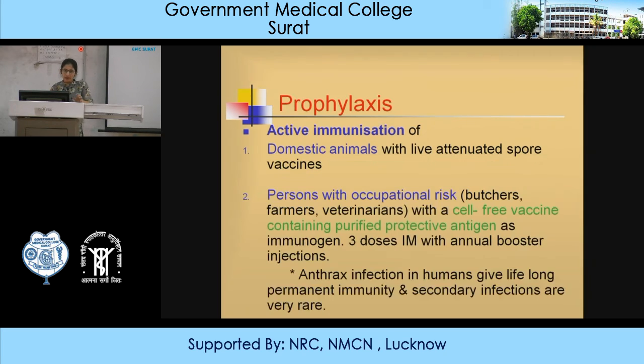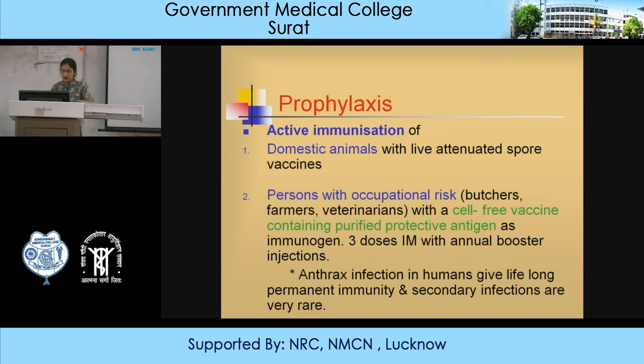Persons working in animal slaughterhouses or wool factories have to take proper precautions like active immunization of domestic animals as well as the persons working in that environment. A live attenuated spore vaccine can be given to domestic animals, and persons exposed to this type of risk have to take a cell-free vaccine containing purified protective antigens.